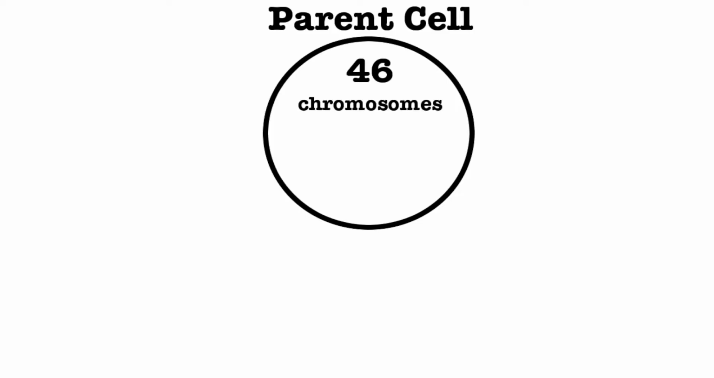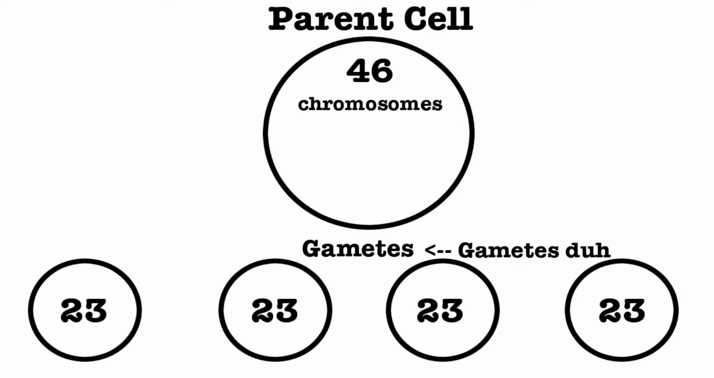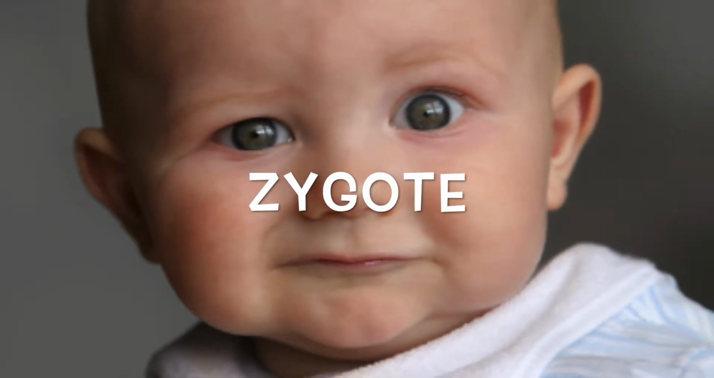Meiosis is the process that splits a parent cell into 4 new cells that each contain half of the parent's number of chromosomes. These cells are known as gametes, or sex cells, that are used to create an offspring or baby. When those 2 gametes combine to make an offspring, the offspring cell is known as a zygote.